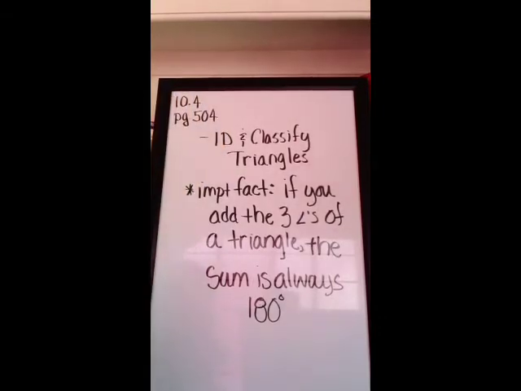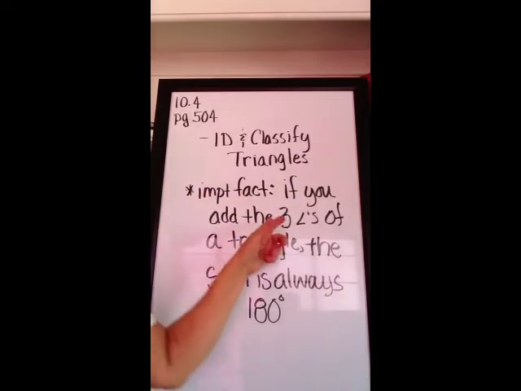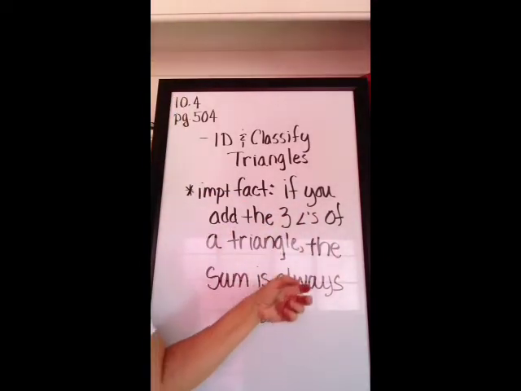Okay, we're going to work on lesson 10.4, which is on page 504 in your book. We're going to work on identifying and classifying triangles. Here's a really important fact. If you add all the angles of a triangle, the sum is always 180.